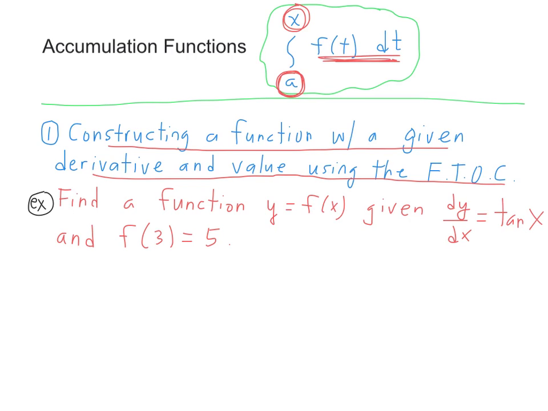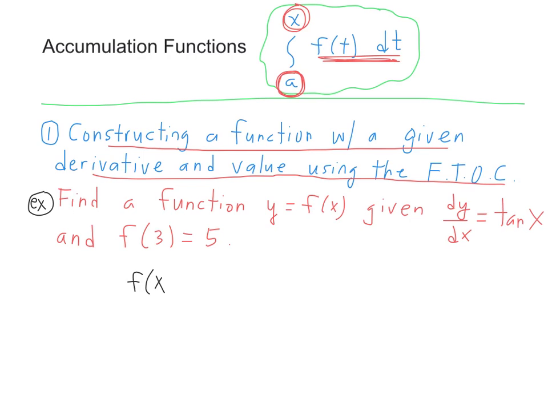We want to find a function in the form of y equals f of x, given that its derivative is the tangent of x, and we know that f of 3 equals 5. So that means the point (3, 5) is on the function. Well, we're going to use an accumulation function here to help us. So here's what it would look like.